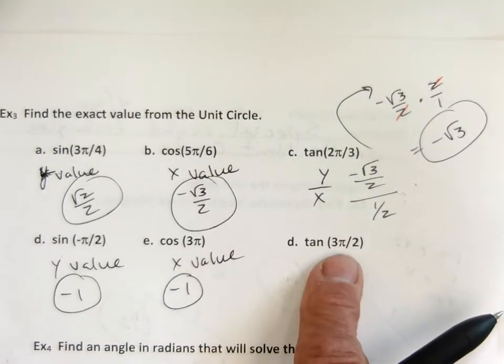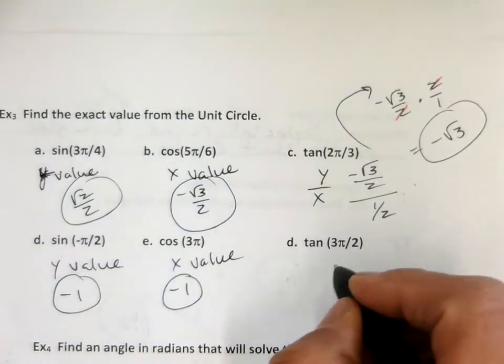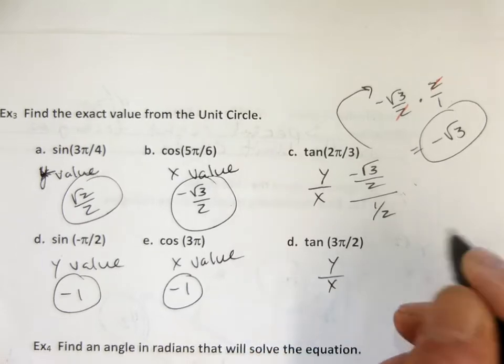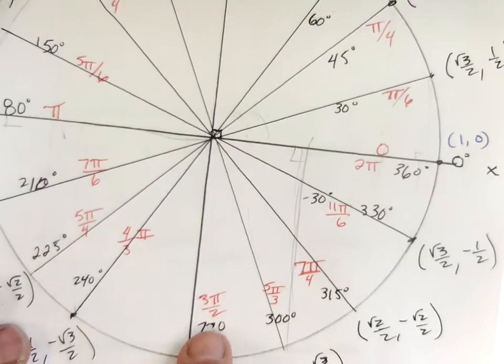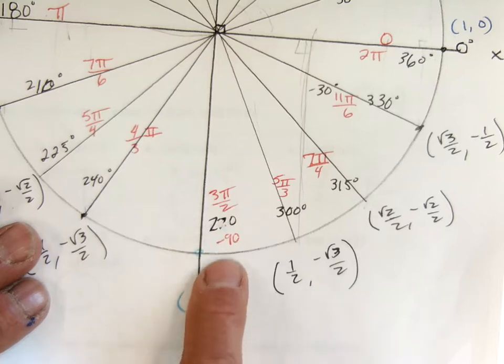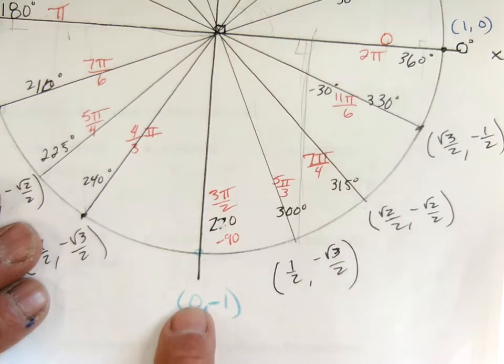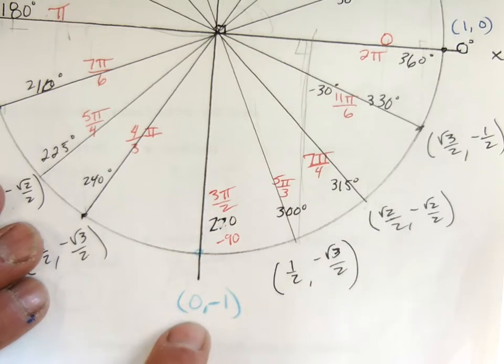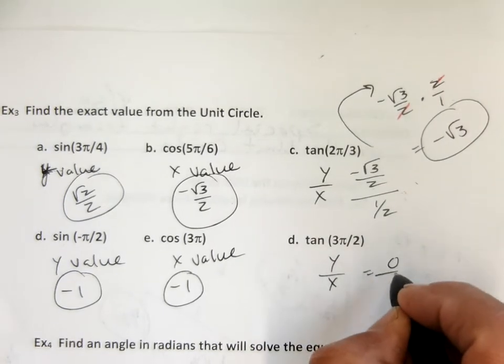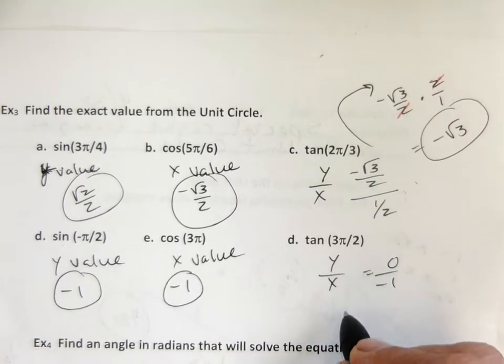3 pi halves for tangent. Now again, tangent is going to be the y value over the x value. 3 pi halves is here in my unit circle. I'm going to go the y value over the x value. Uh-oh, Cookie Monster's going to be sad. Can't do that. Undefined, right?